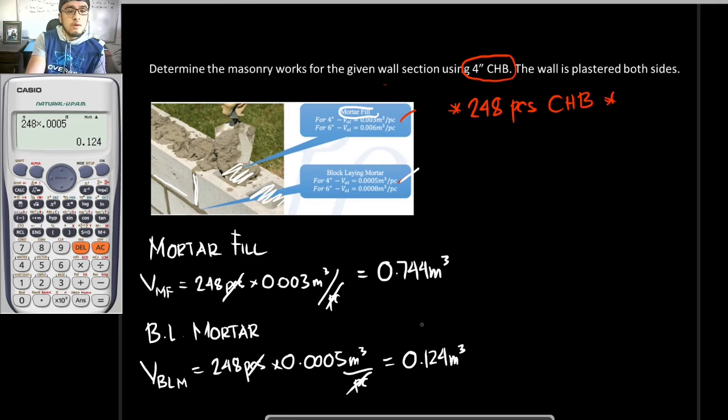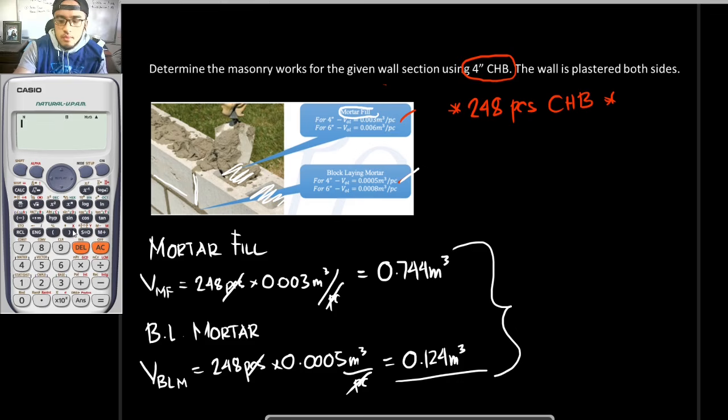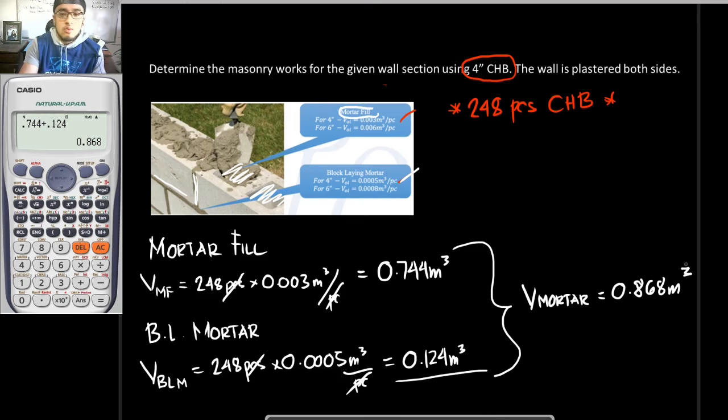So after that, you have solved for the volume of mortar here. What you would be doing is to get the total of both fill and block laying mortars. So kunin mo lang yung sum netong dalawa, and the sum of them would be 0.744 plus 0.124. So the volume of mortar, V mortar, is equal to 0.868 cubic meters.